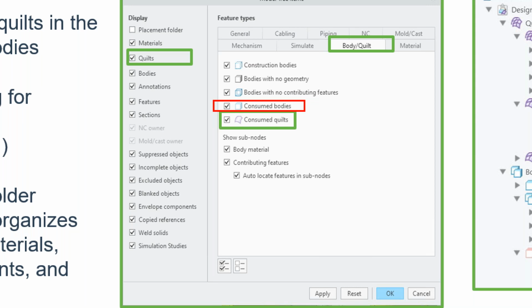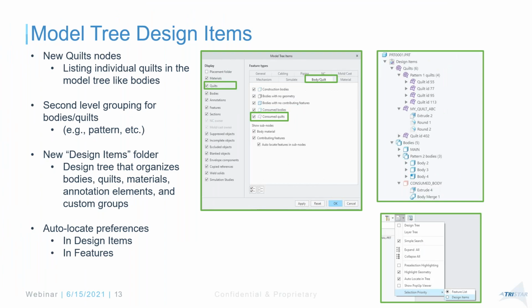Maybe I'd like to go back in time and see a snapshot of that, how it was, right? I don't have to go back like your insert mode like we used to do before and spend some time on the regeneration speed there. I'm able to go select those quilts or bodies, and I'm able to even create a snapshot of those. So that's the reason why I'm enabling these consumed quilts and bodies.